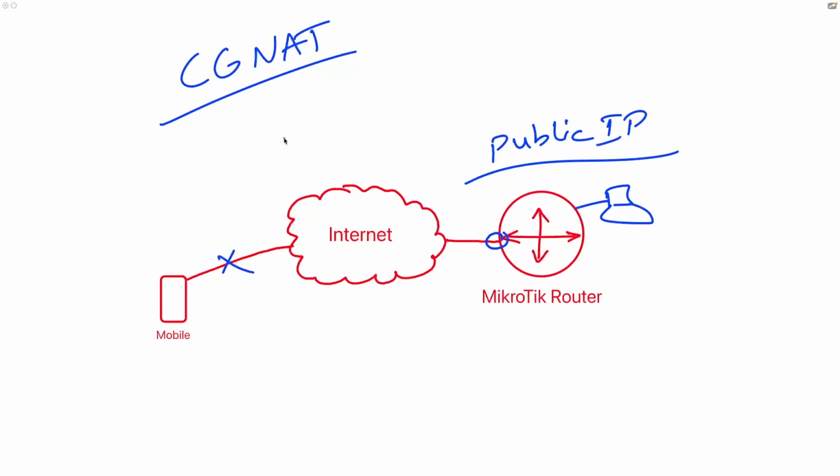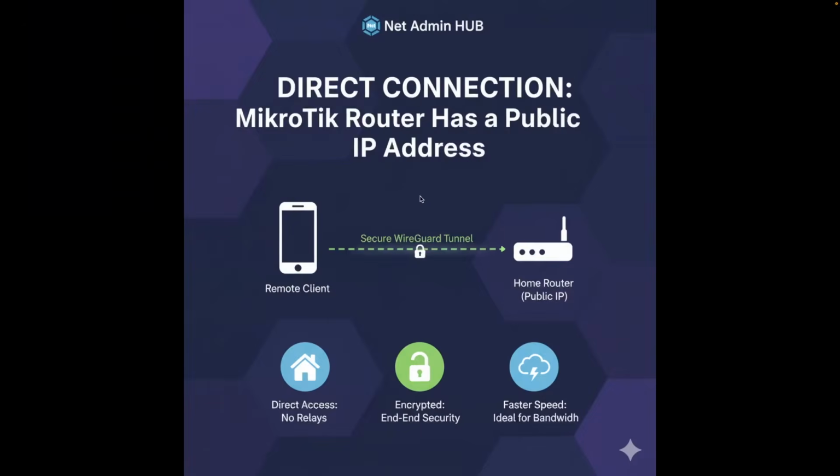But with this new MikroTik feature, which is called Back to Home, we can bypass this limitation, and even without a public IP address here, we can connect to our network with this Back to Home feature. But how does it work? Let me open these slides here and let's do a quick review.